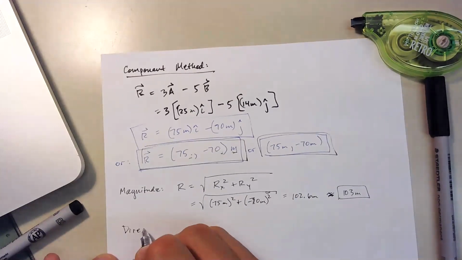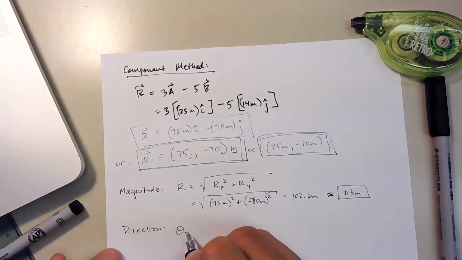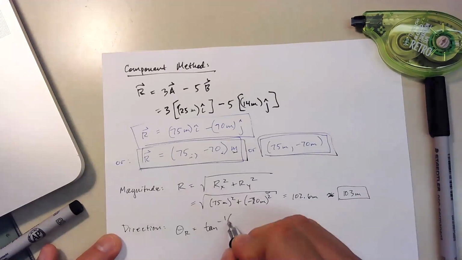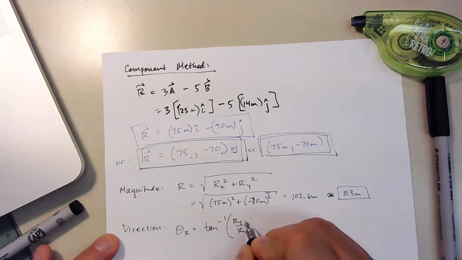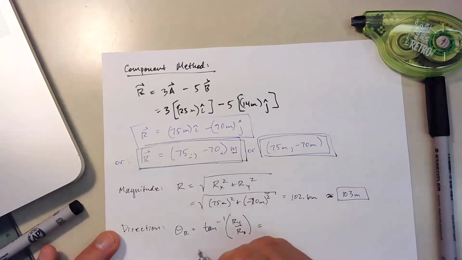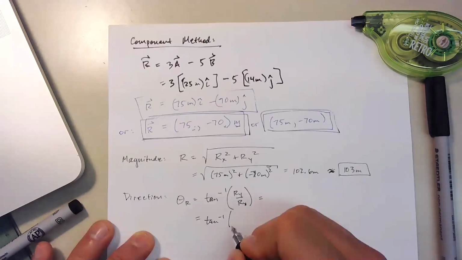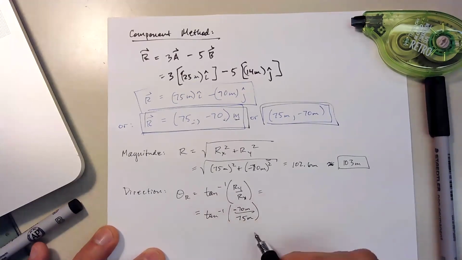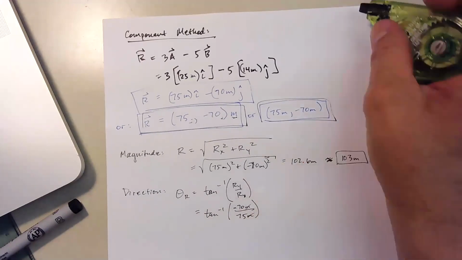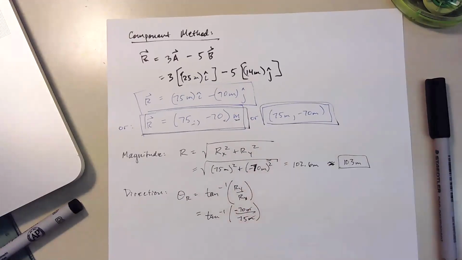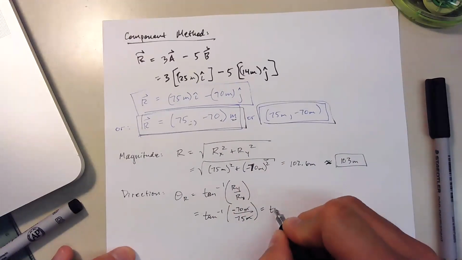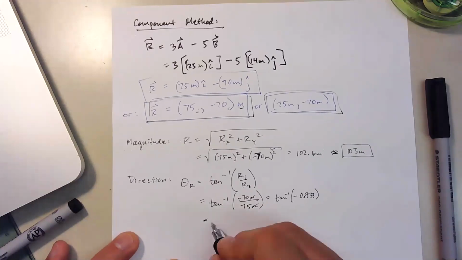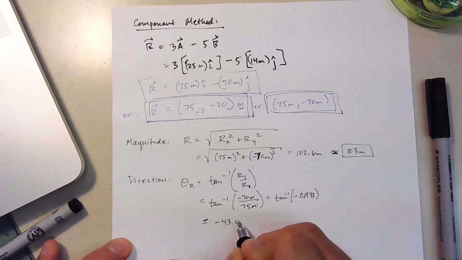How about the direction? From last lecture, the trig direction of a vector r is going to be equal to the inverse tangent of the y component over the x component. So that's going to be equal to, I'll go ahead and write on the next line, negative 70 meters is the y component, positive 75 meters is the x component. Notice how the meters cancels here. And that's equal to inverse tangent of negative 0.933. And my calculator tells me that the answer to that is negative 43.03.